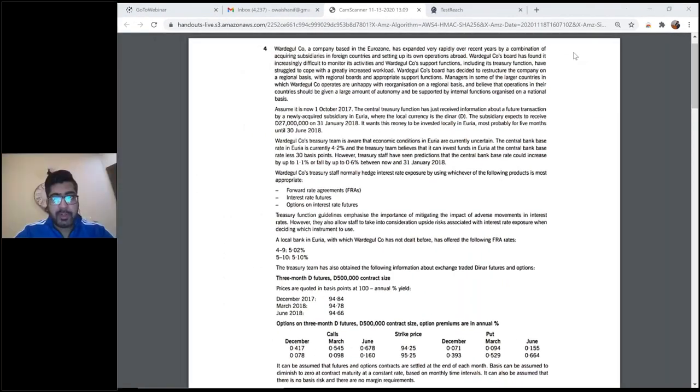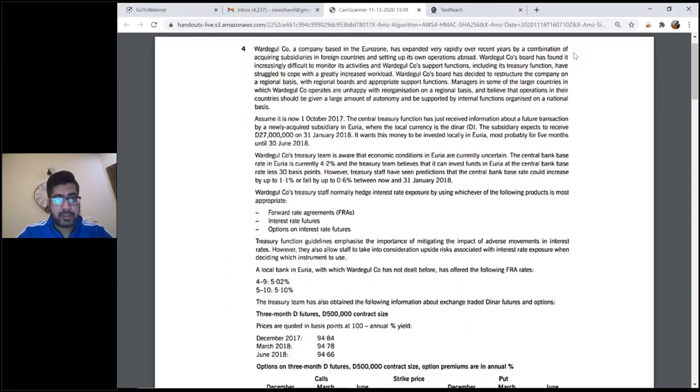Okay, now I am reading the question, and after that we will move towards the solution. Let's start the question. The question is: Wadikul Company, a company based in Eurozone, has expanded very rapidly over recent years by a combination of acquiring subsidiaries in foreign countries and setting up its own operations abroad. Wadikul's board has found it increasingly difficult to monitor its activities, and support functions, including treasury, have struggled to cope with the increased workload.